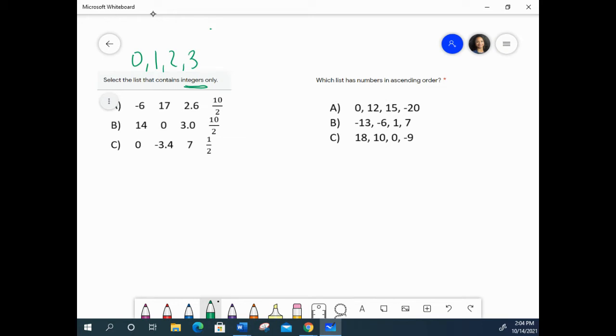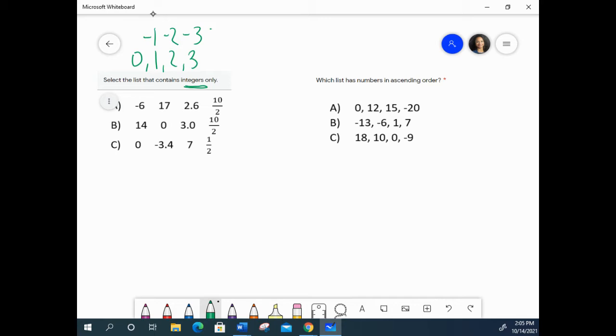So the opposite of 1 would be -1. The opposite of 2 would be -2, -3, so on and so forth. It does not include any decimals that can't come out to a whole number, and it doesn't include any fractions that can't come out to a whole number. So the key word there is whole number and its opposites.